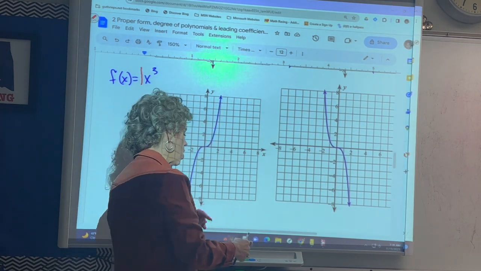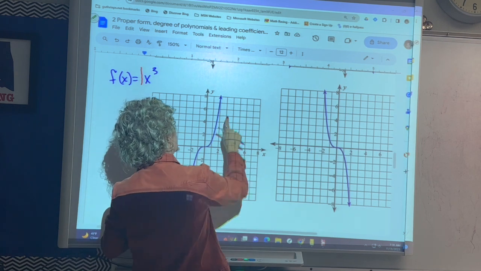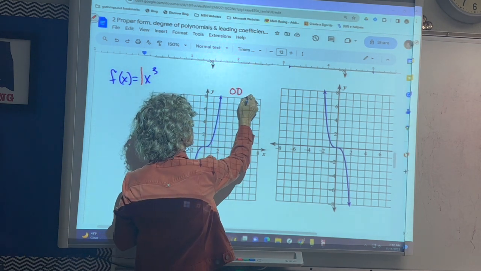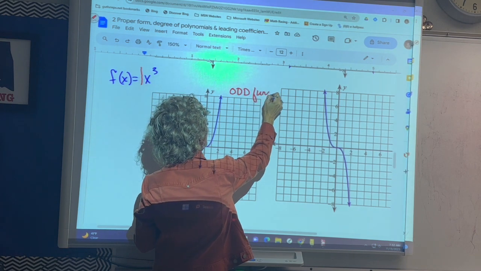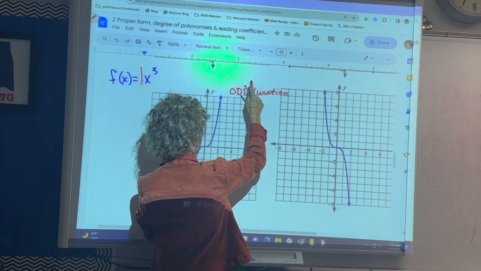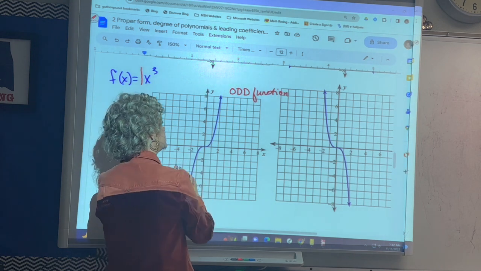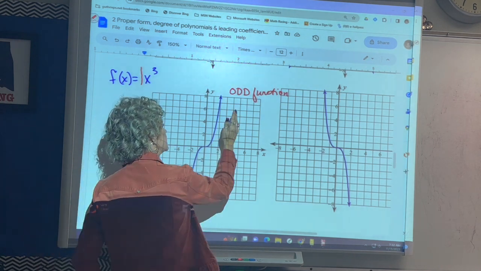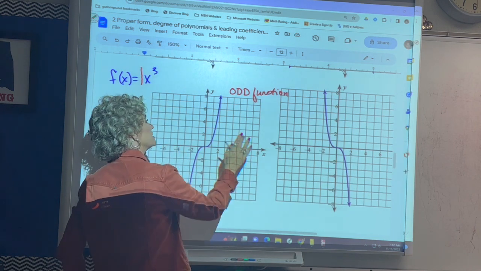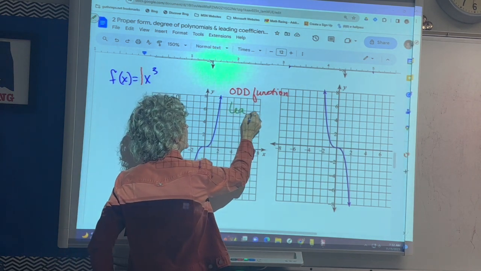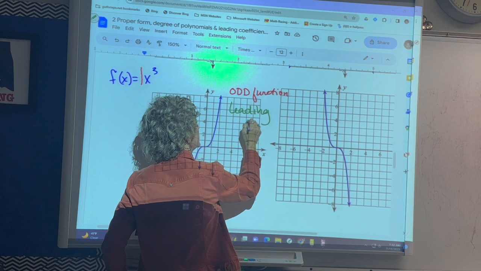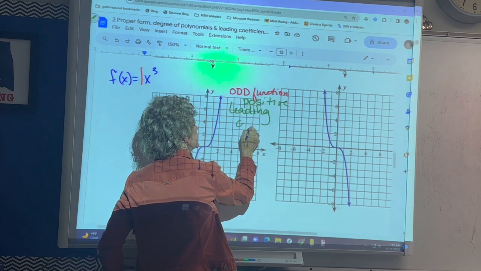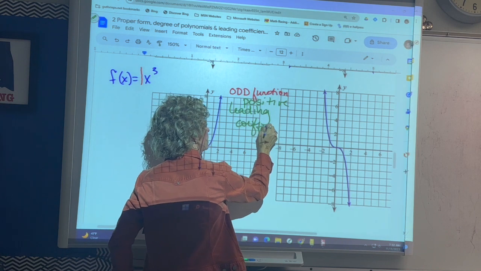But notice though, okay, cubic, we know just by looking at it, it's a cubic. 3 is odd, okay? But notice that the ends are going in separate directions. So this is an odd function because they're going in separate directions. Now we need to look. My left hand side is down, my right hand side is up. So this is an odd function with a positive leading coefficient.